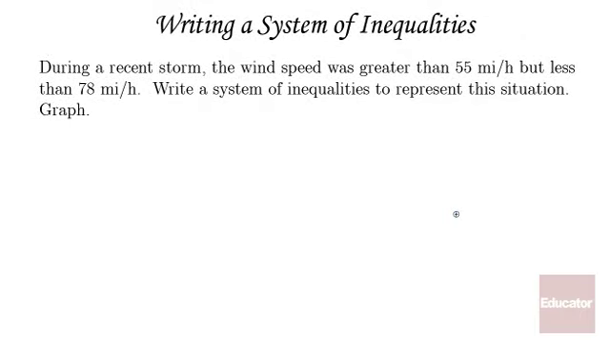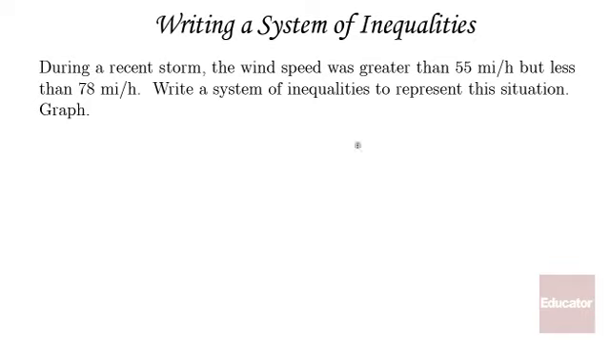Writing a system of inequalities. Remember that a system of inequalities is two or more inequalities. During a recent storm, the wind speed was greater than 55 miles an hour, but less than 78 miles an hour. Write a system of inequalities to represent this situation.